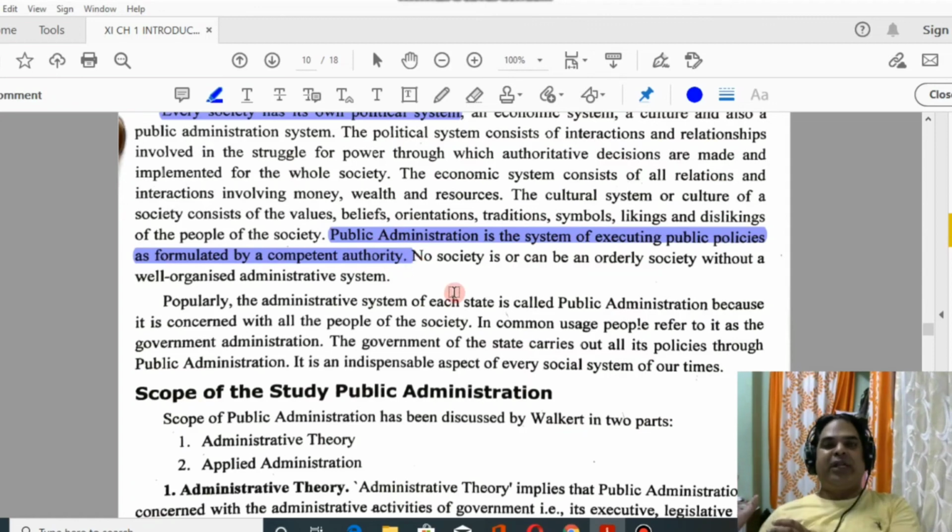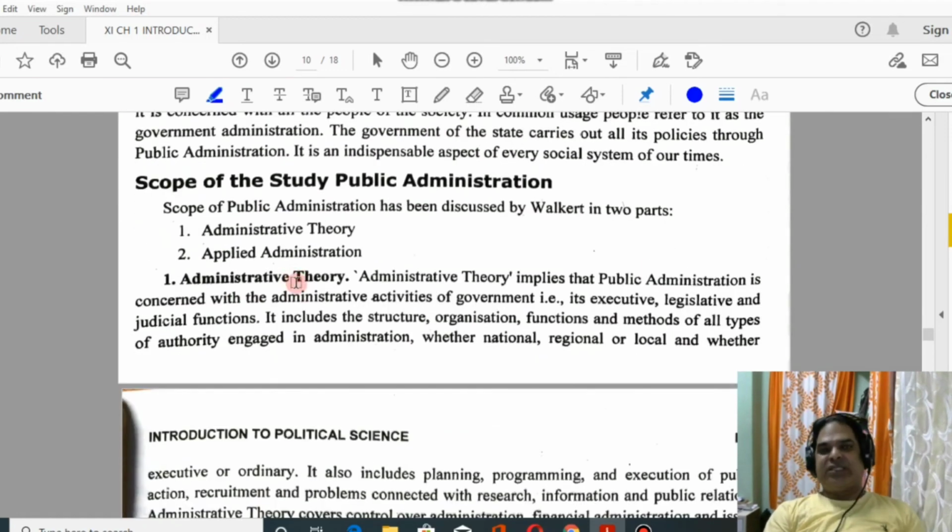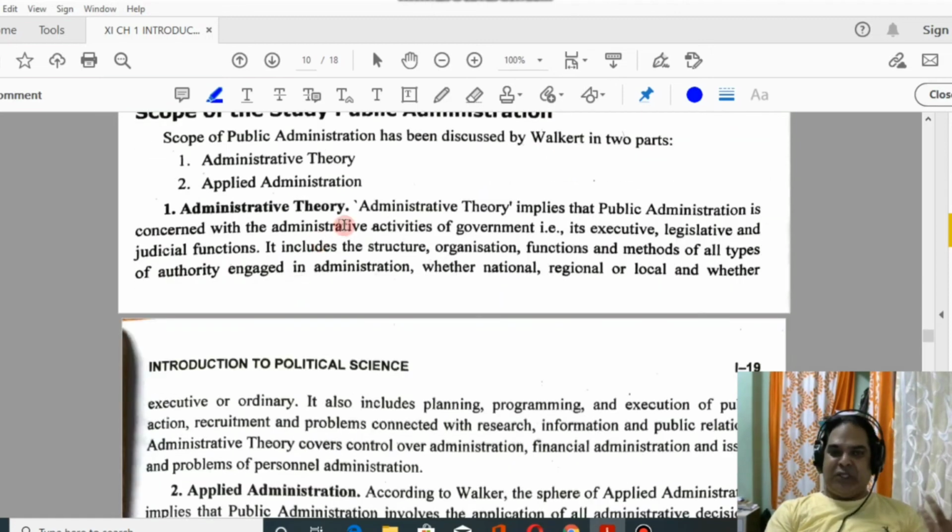The competent authority has formulated the policy, and that is to be executed and implemented by the public administrator, who is also known as civil servants. Now you can see the study of public administration. Administrative theory is there. It includes the structure, organization, functions. How will the administration be composed? Who is going to compose it? What will be their functions? What will be their duties? What will be the duties of the executive? What will be the duty of the legislative?